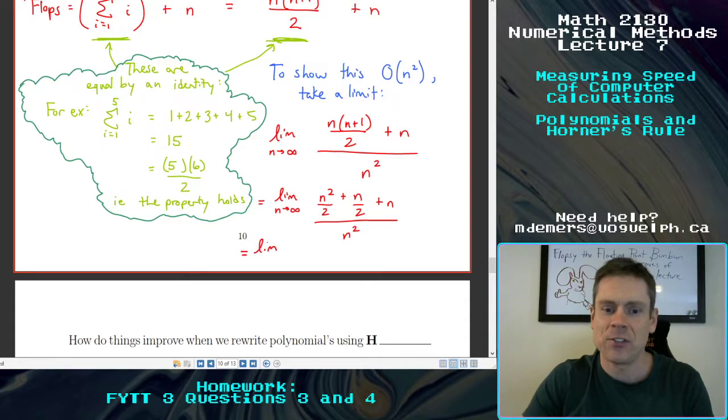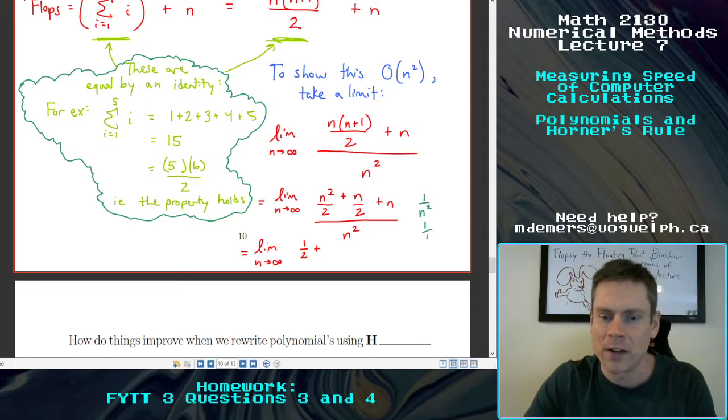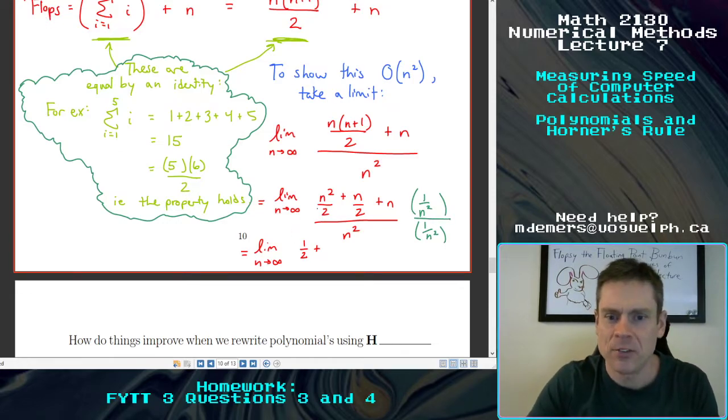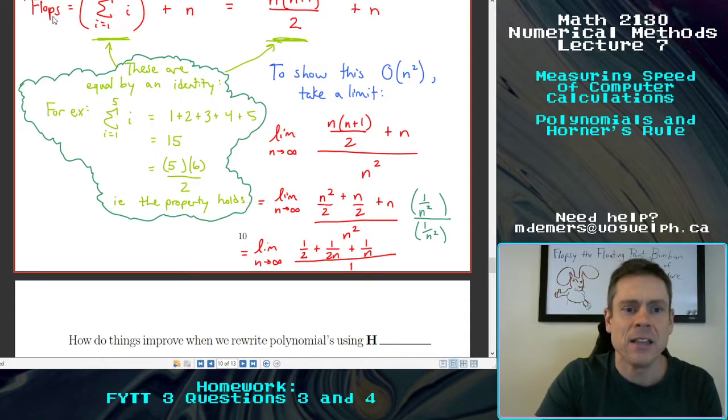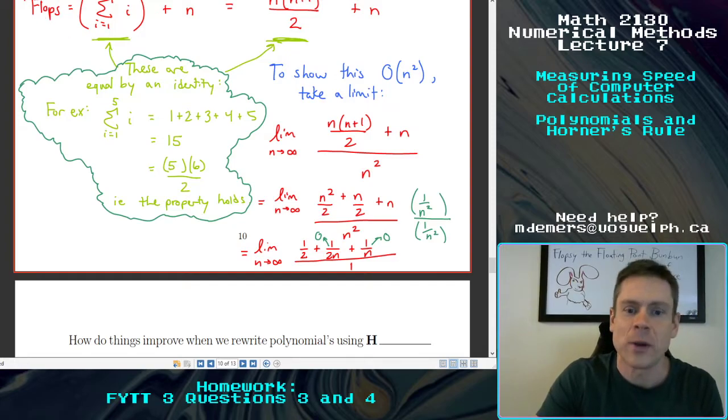To simplify, this is really just first year calculus techniques and so on, but this is going to be the same as 1/2 plus, I am just going to make that clear by going 1 over n squared, 1 over n squared, like this, and then it'll jump out at us, 1 over 2, and then 1 over 2n, plus 1 over n, it looks like, and the bottom is just 1. And we can see that in the limit, this term, 1 over 2n, goes to 0, and this term, 1 over n, goes to 0. We end up with just 1/2.